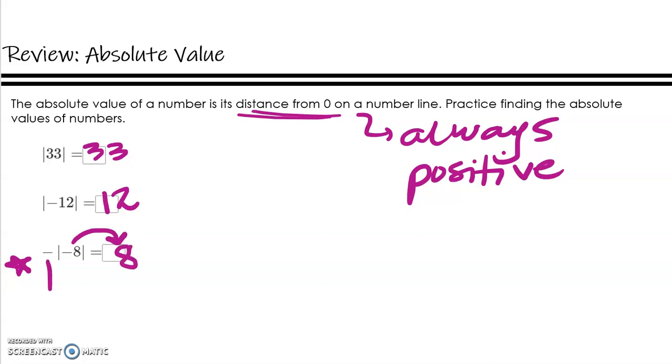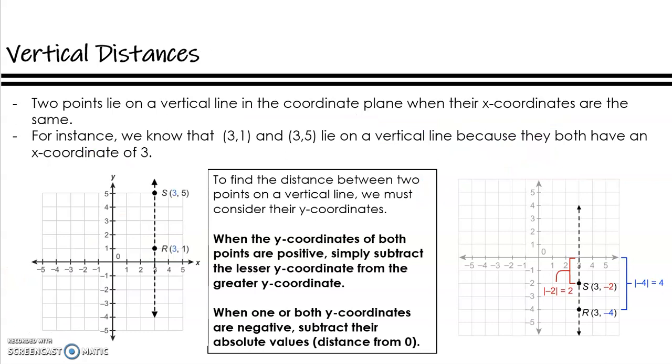But remember that this right here means opposite of. So what is the opposite of 8? And it is negative 8. So when there is a negative sign on the outside of your absolute value signs, you have to attach it at the end.